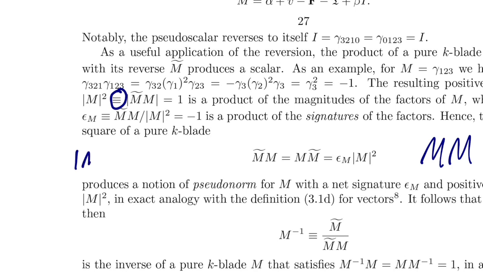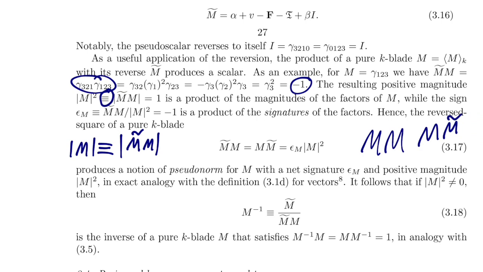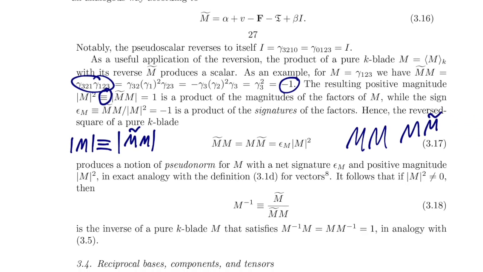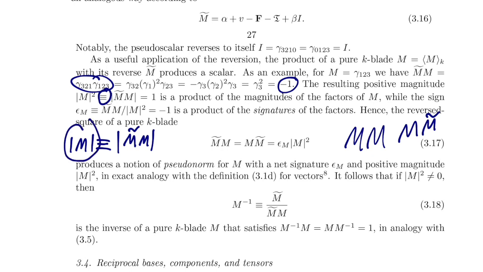So if I'm going to ask, what's the magnitude of a multivector? The magnitude of the multivector we are now defining as equaling the absolute value of the reversed square, right? The absolute value of the reversed square. That's the magnitude. So even in our case where the reverse square of that equaled negative 1, the magnitude still equals 1. So the definition of the squared magnitude, I should say, let me make sure I get that right, the definition of the squared magnitude is defined as the absolute value of the reversion square.